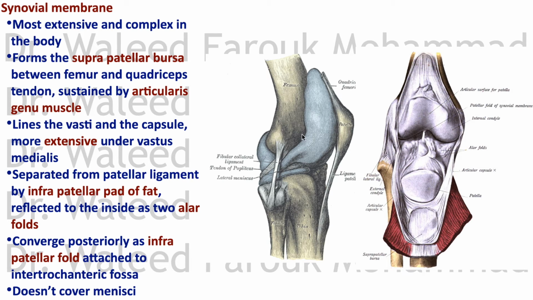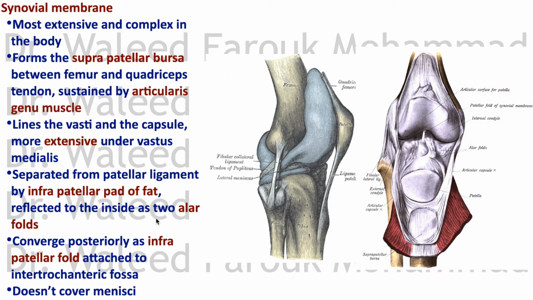The synovial membrane is separated from the patellar ligament by the infrapatellar pad of fat. You see this pad of fat. It forms, in a posterior direction to an area between the condyles, the infrapatellar fold, a synovial fold that has two alar folds at the base. Infrapatellar synovial fold, the one you see here. Okay, so this is about the synovial membrane. Of course, it communicates with bursae communicating with the knee joint.